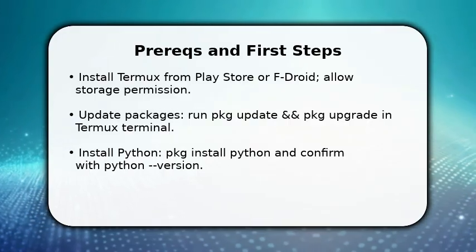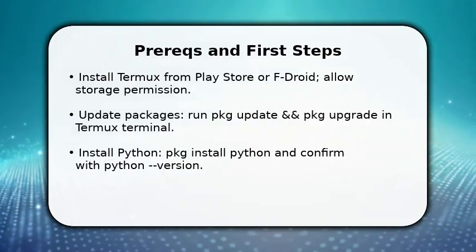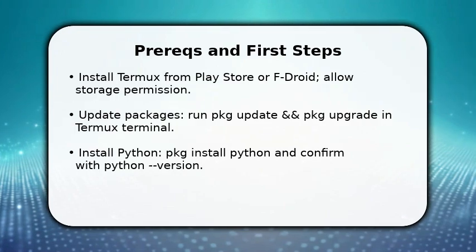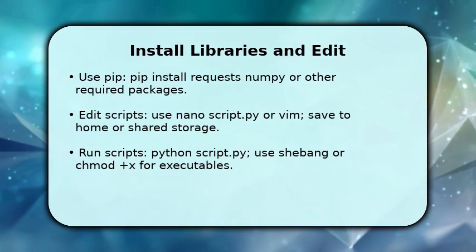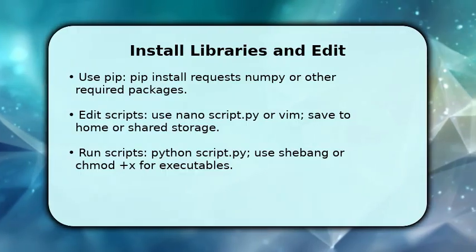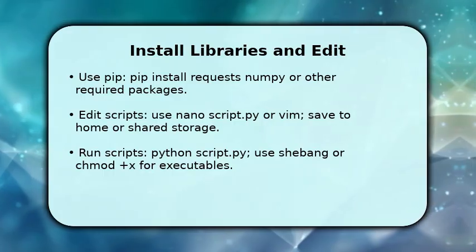These first actionable steps get you a working shell and interpreter so you can run scripts and install modules right away. Now you install libraries and prepare code. Use pip to add packages. pip install requests numpy, or whatever your project needs. Termux uses pip linked to your installed Python.